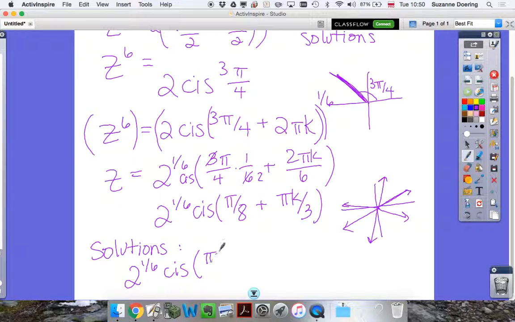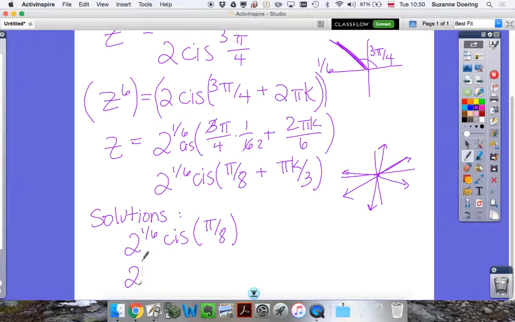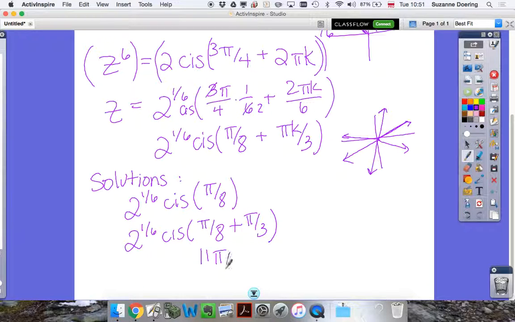So we have cis pi over 8, our first solution. Second one, we're going to add a pi over 3. And with the common denominator, that would be 11 pi over 24. So here's the second solution, and the first solution.